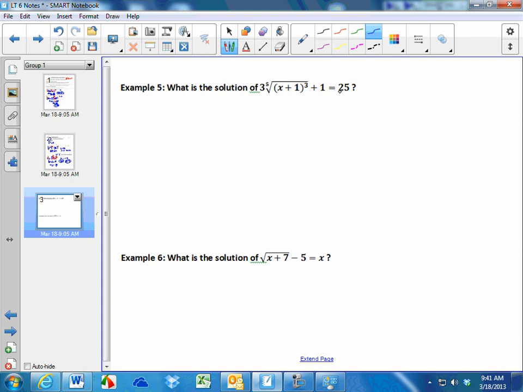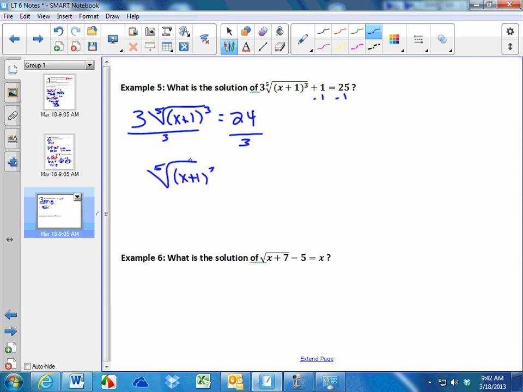Isolate the radical. Subtract 1. 3 times the 5th root of (x plus 1) cubed equals 24. Divide by 3, and you get the 5th root of (x plus 1) cubed equals 8. And then you have 2 options to finish this problem.